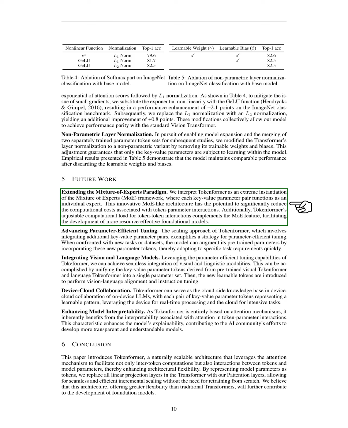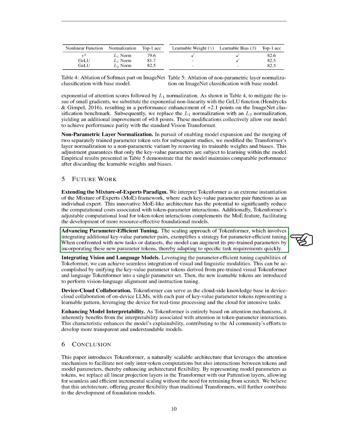Moreover, Tokenformer's ability to adjust its computational load for token interactions enhances its efficiency, paving the way for more resource-friendly foundational models. We also focus on advancing parameter-efficient tuning. Tokenformer's method of adding more key value pairs illustrates a way to tune parameters efficiently. When faced with new tasks or datasets, the model can quickly adapt by adding these new parameter tokens to its existing pre-trained parameters.